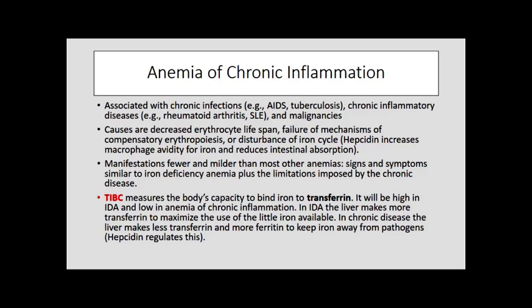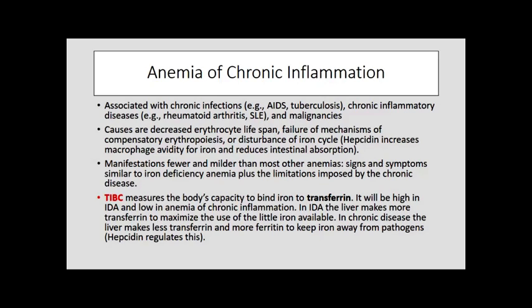In anemia of chronic inflammation, the TIBC is going to be low. That is one of the most important diagnostic factors that we have to differentiate iron deficiency anemia from anemia of chronic inflammation. Low TIBC is going to be almost pathognomonic and specific of anemia of chronic disease. In the case of iron deficiency anemia, the TIBC is going to be elevated.